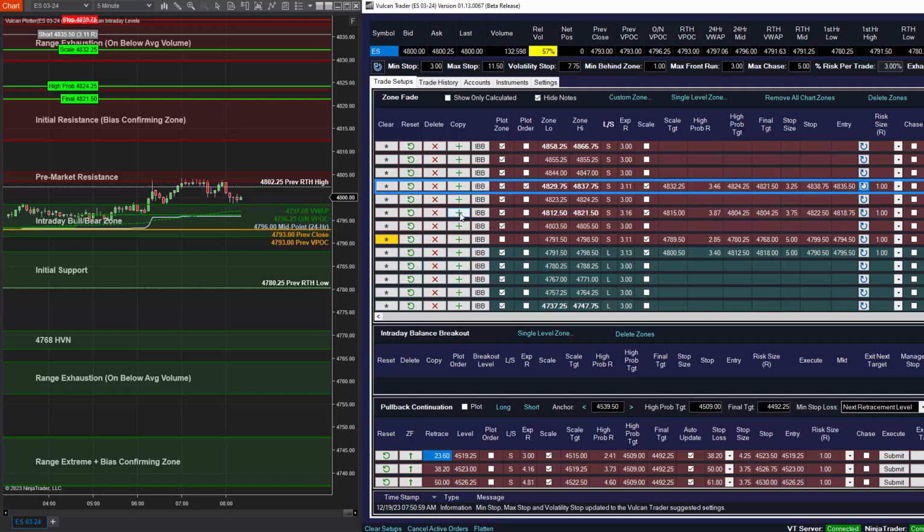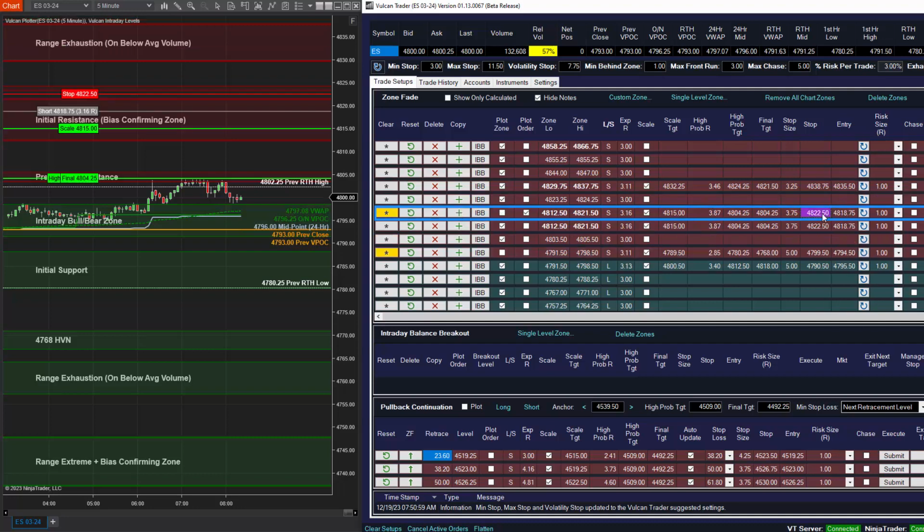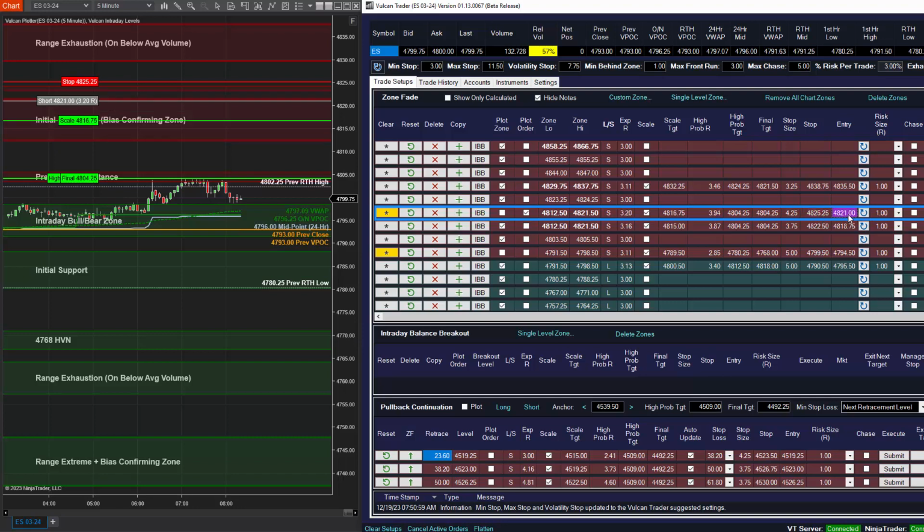And I'm also going to make a copy of this zone. And in this case, I'm going to put my stop beyond 24.25. I'll set it to 25.25 just to get a more defensive entry. So there's a potential short at 18.75 or maybe 21, depending on how the market reaches that zone and what kind of volume we're seeing.